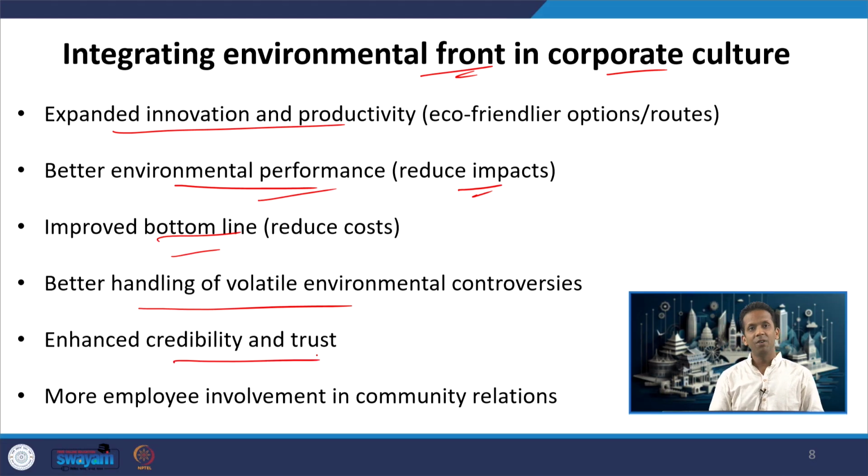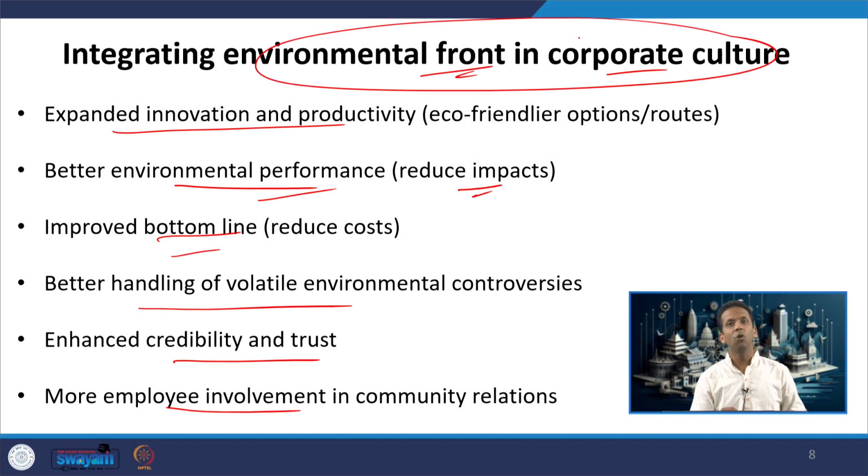Enhance credibility and trust amongst customers and investors, and more employee involvement in community relations. Community relations is a social aspect of sustainability, and if more and more employees are involved in those sustainability pillars, it will help integrate the environmental front in corporate culture.